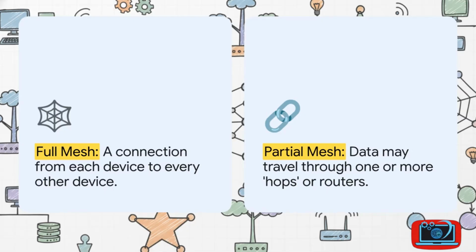Okay, so since a full mesh costs an arm and a leg, most real-world mesh networks use what's called a partial mesh. And it's a really practical compromise. You still get multiple, redundant paths for all your data, but you're not connecting every single device to every other one. Your data might have to hop through another router to get where it's going, but you keep that high reliability without the insane cost.